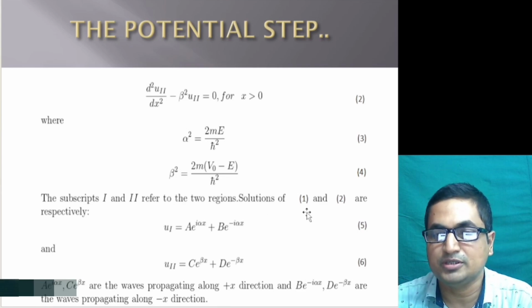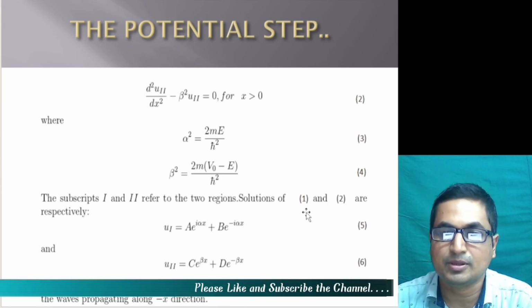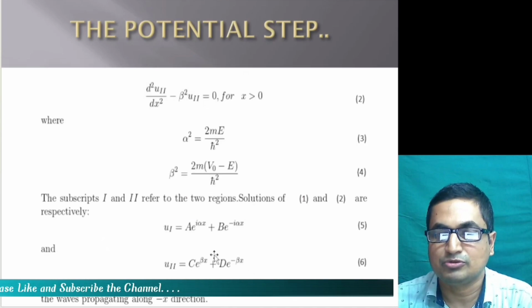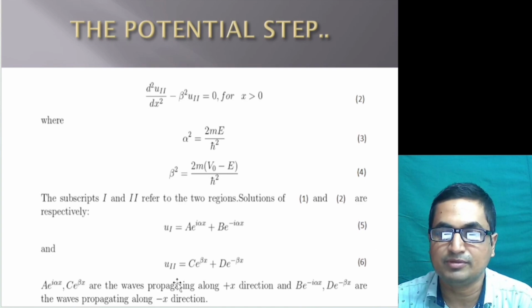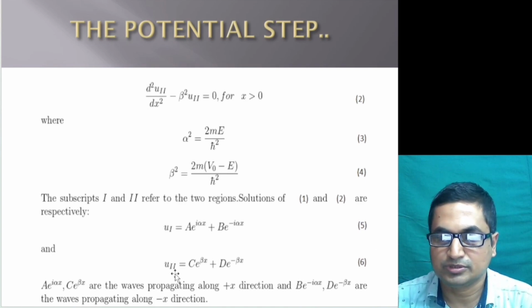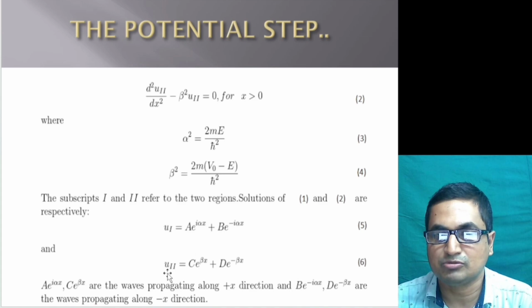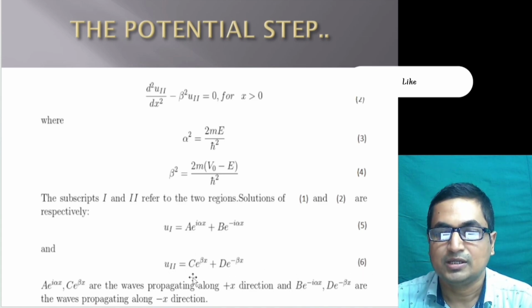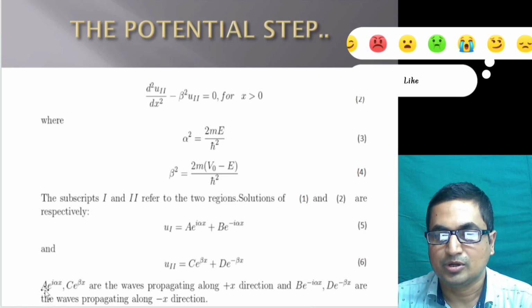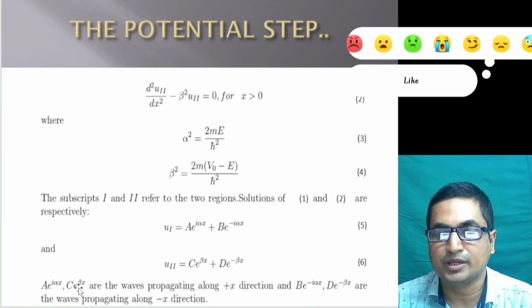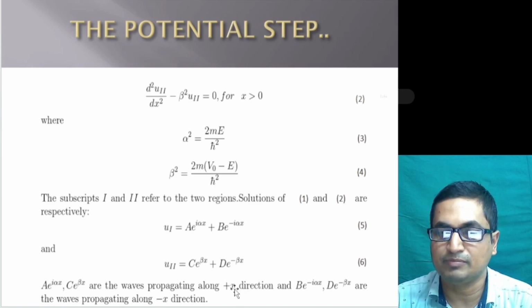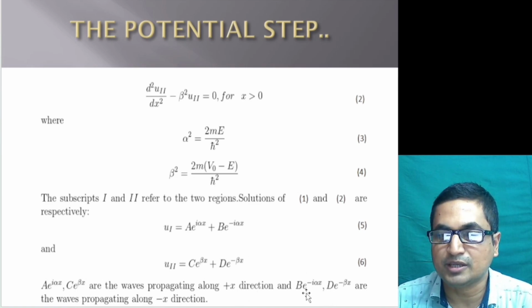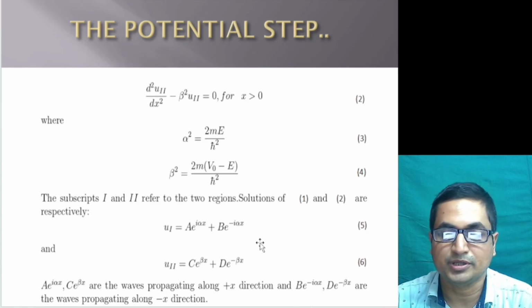Now the solutions are very easy, as we know from our differential equation concepts. The first equation has a solution like A e to the power i alpha x plus B e to the power minus i alpha x, given by equation 5. And the second equation has a solution like C e to the power beta x plus D e to the power minus beta x, as given by equation 6. Now the waves e to the power i alpha x and e to the power beta x, having plus x, are simply waves moving in the plus x direction, and e to the power minus i alpha x and e to the power minus beta x, having minus x, simply represent waves moving in the minus x direction.